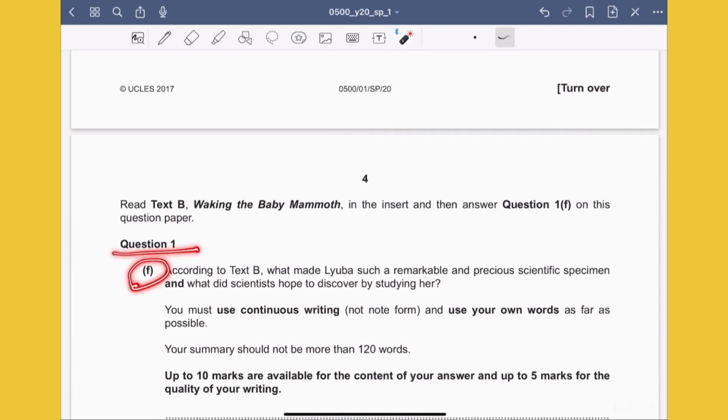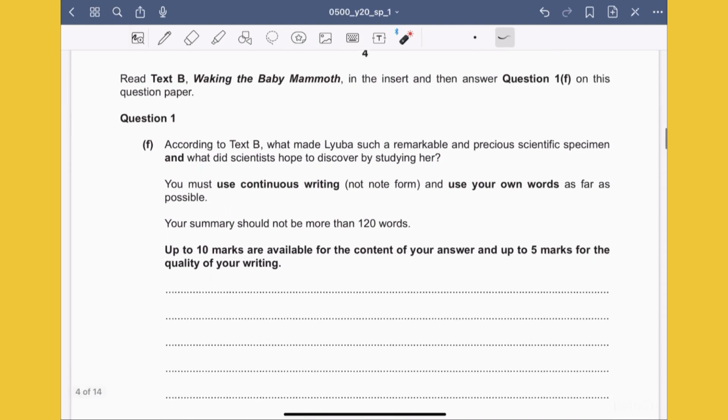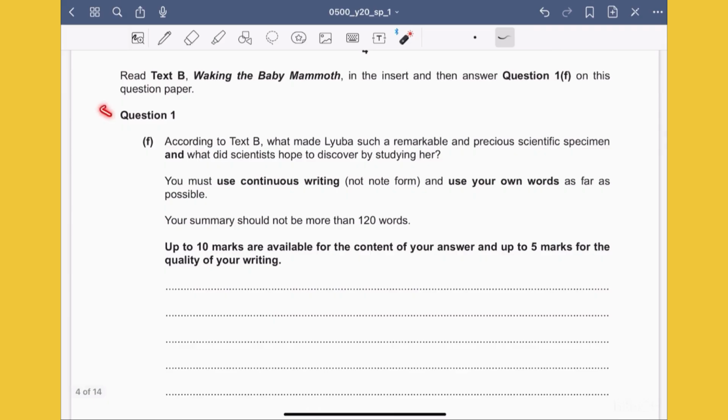Now this is still question 1. It's question 1F. However, previous one was about text A, but this one is about text B. So you need to read another text to be able to answer this question. This one is a separate, totally different text, which is called Walking the Baby Mammoth. What you need to do is read the text. It's a summary question over here. As you can see, it's a summary question.